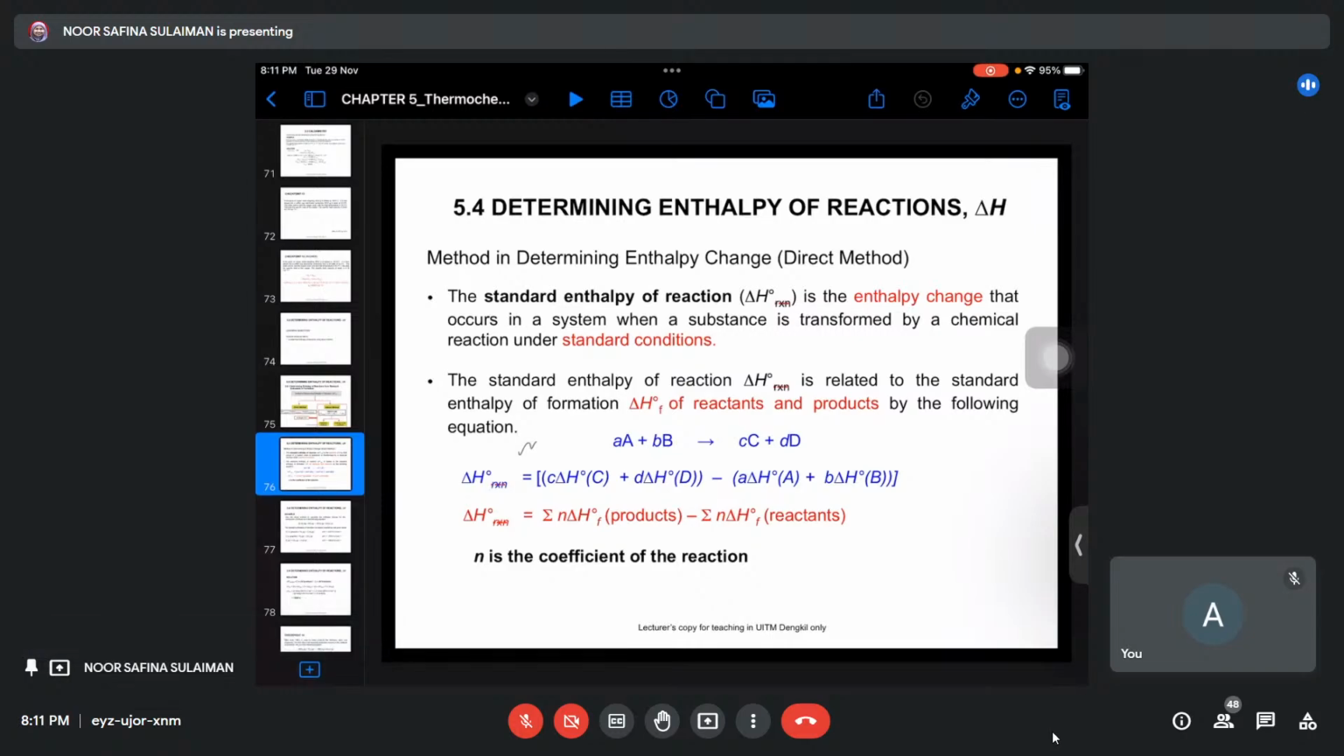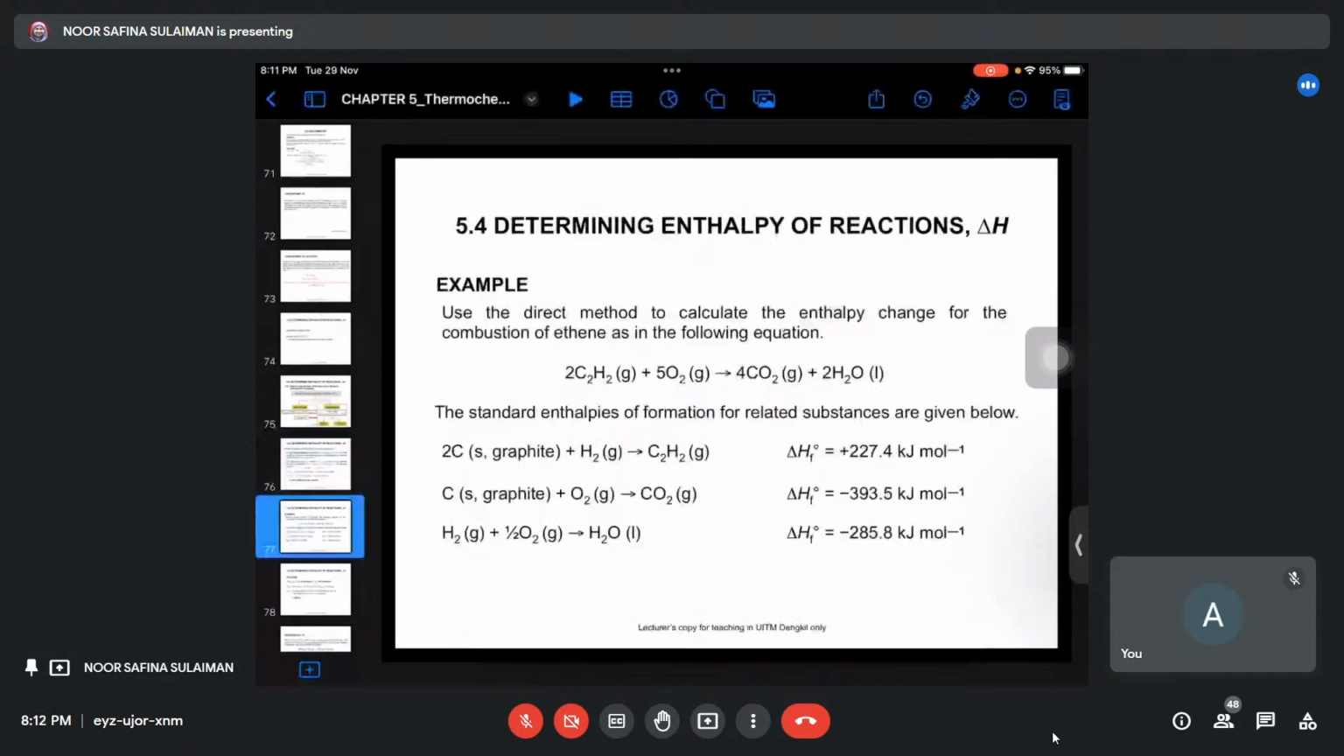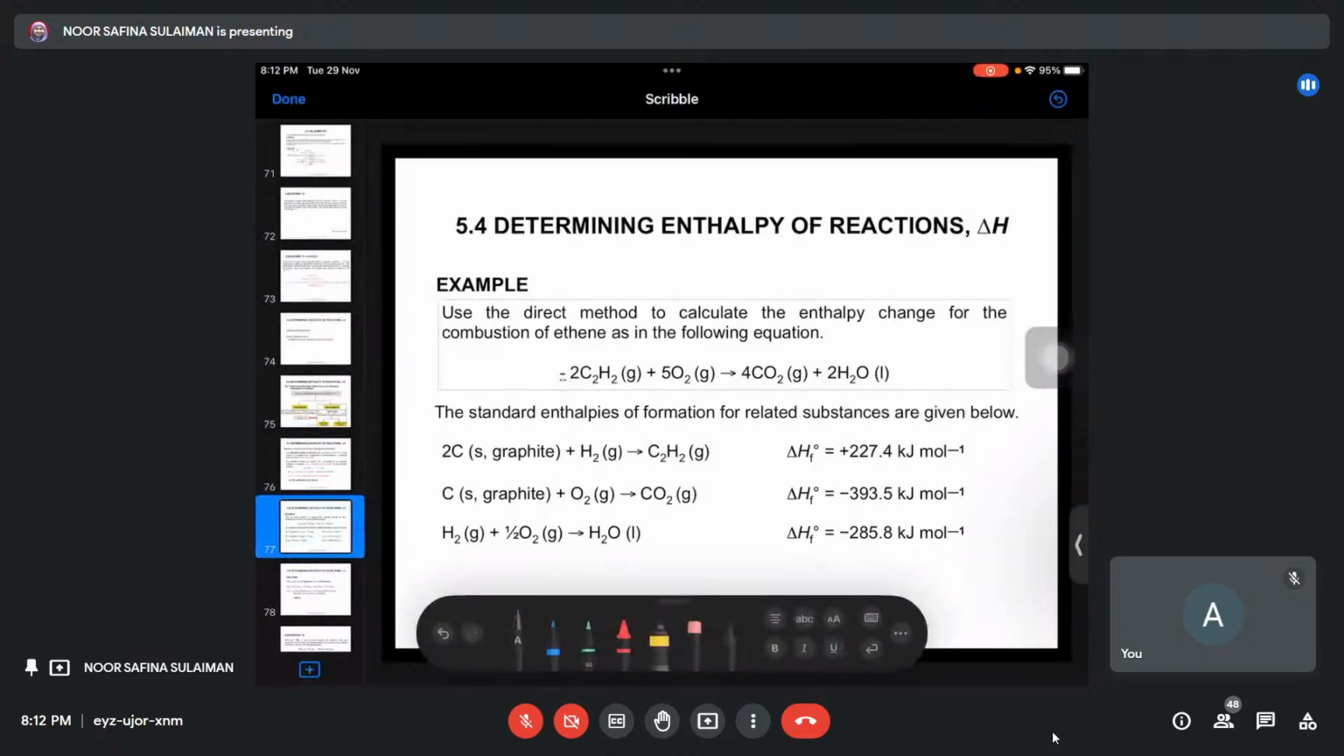Okay, so look at the example. Use the direct method to calculate the enthalpy change for the combustion of ethane as in the following equation. Okay, you ada 2C2H2 plus 5O2 produce 4CO2 plus 2H2O. So this one is your reactant and this one is your product.